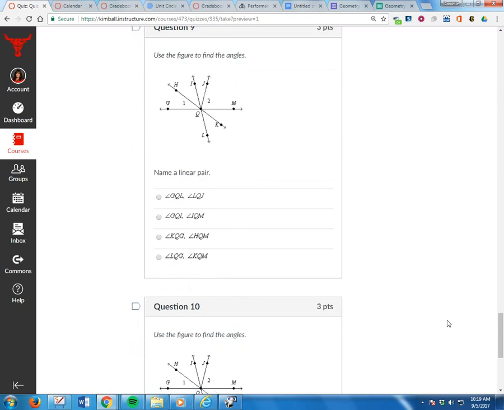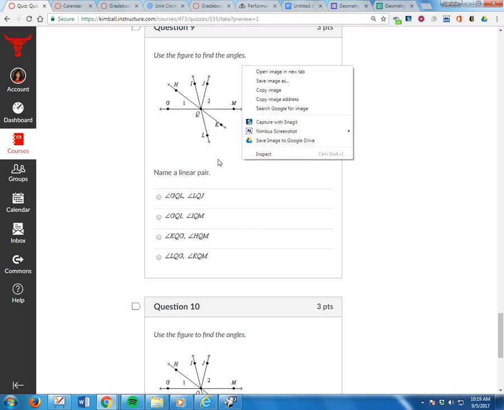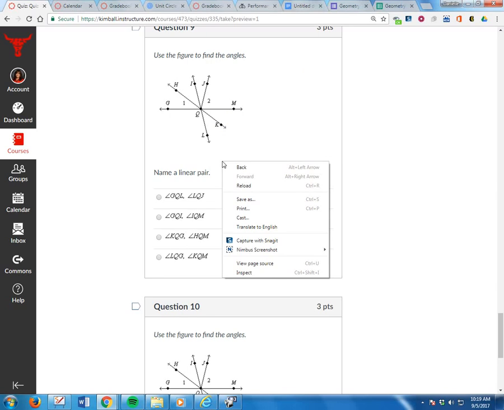Name a linear pair. These are 2 angles, a pair of angles, just 2, that add together to make a line. Okay? GQL, so we've got this one. Well, the one that would have to add to that one, LQJ, no. GQI, GQI, and IQM. There it is. Because here's GQI. Stop. And that's IQM. So together, those 2 angles make a line.